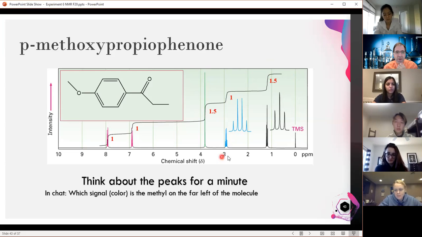Then I look at it and I say, okay, the only real difference, well, I got 2 things that are different. This one's split, this one's not. So the black one is split, the green one isn't. And the green one is further downfield, and the black one is further upfield.